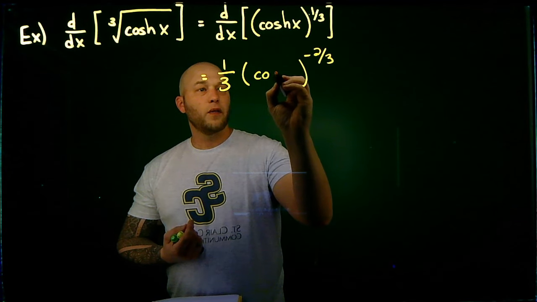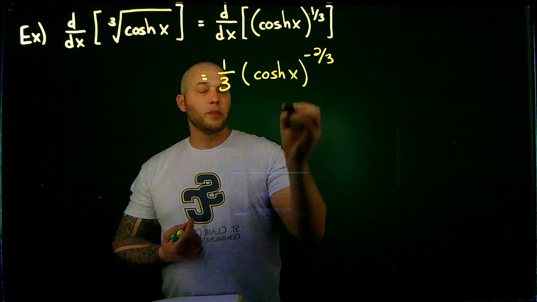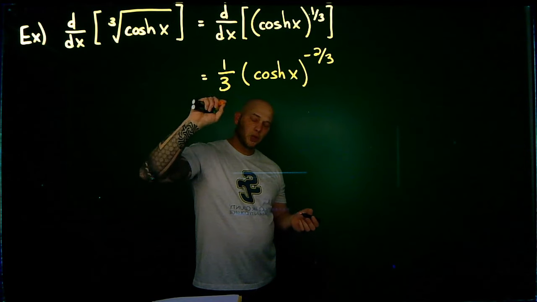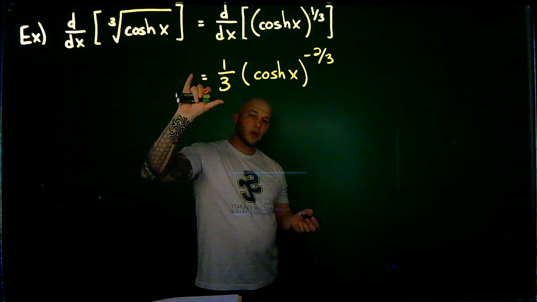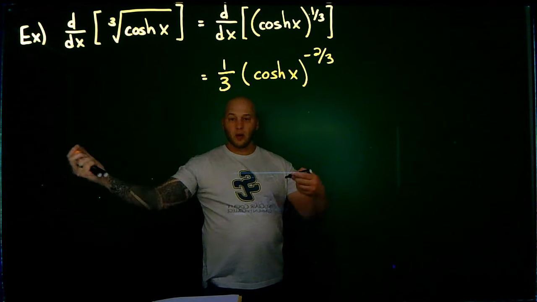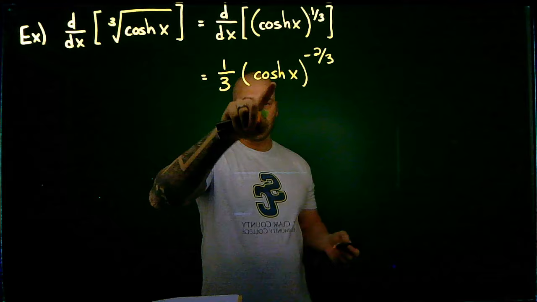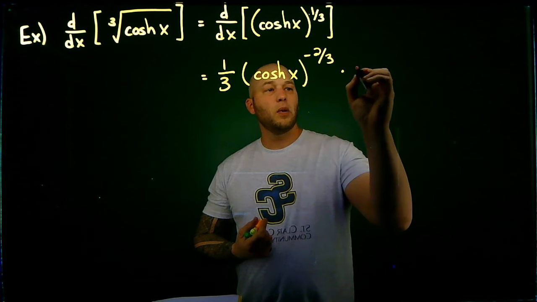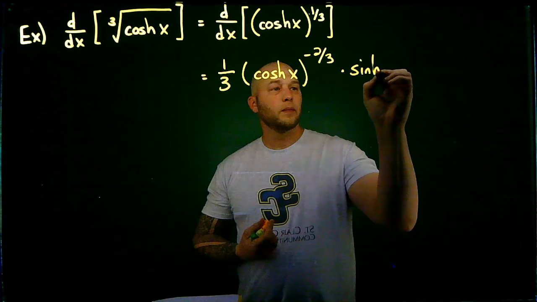The inside function stays the same, right? I'm still composing. Remember, in my chain rule, the first factor had a composition, and the inside of the composition was the same as the original composition. So that means it's just hyperbolic cosine. And then the derivative of the hyperbolic cosine would be the hyperbolic sine.